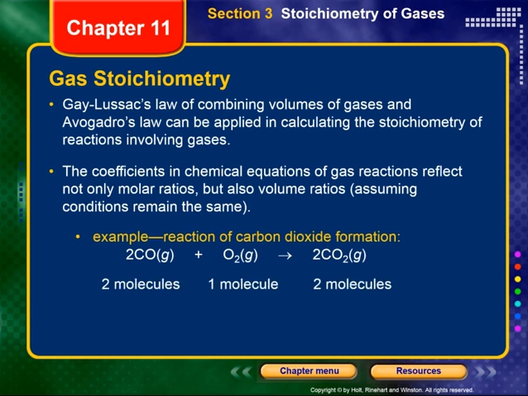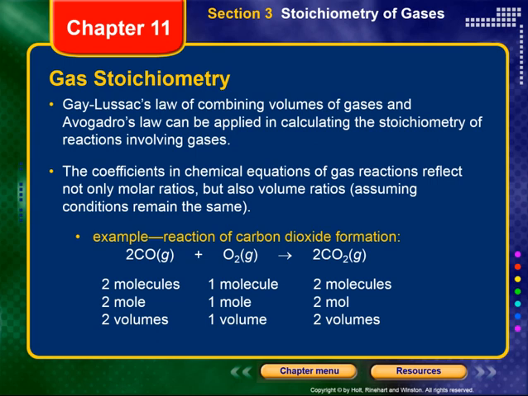Gay-Lussac's law of combining volumes of gases and Avogadro's law can be applied in calculating the stoichiometry of reactions involving gases. Right? So we have Gay-Lussac's law of combining volumes, and we have Avogadro's law, which is the mathematical relationship between volume and number of moles. We know standard molar volume. So at STP, 1 mole of any gas occupies 22.4 liters. Right? So we're using those two ideas to lay into stoichiometry.